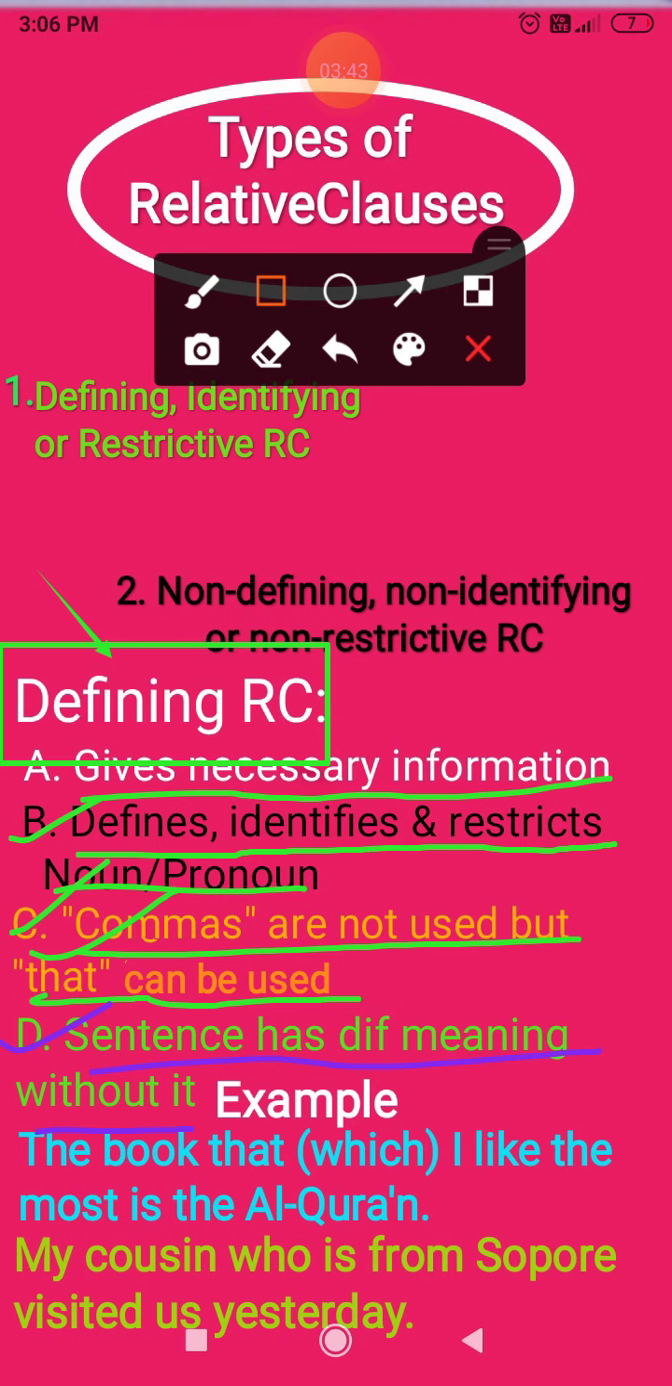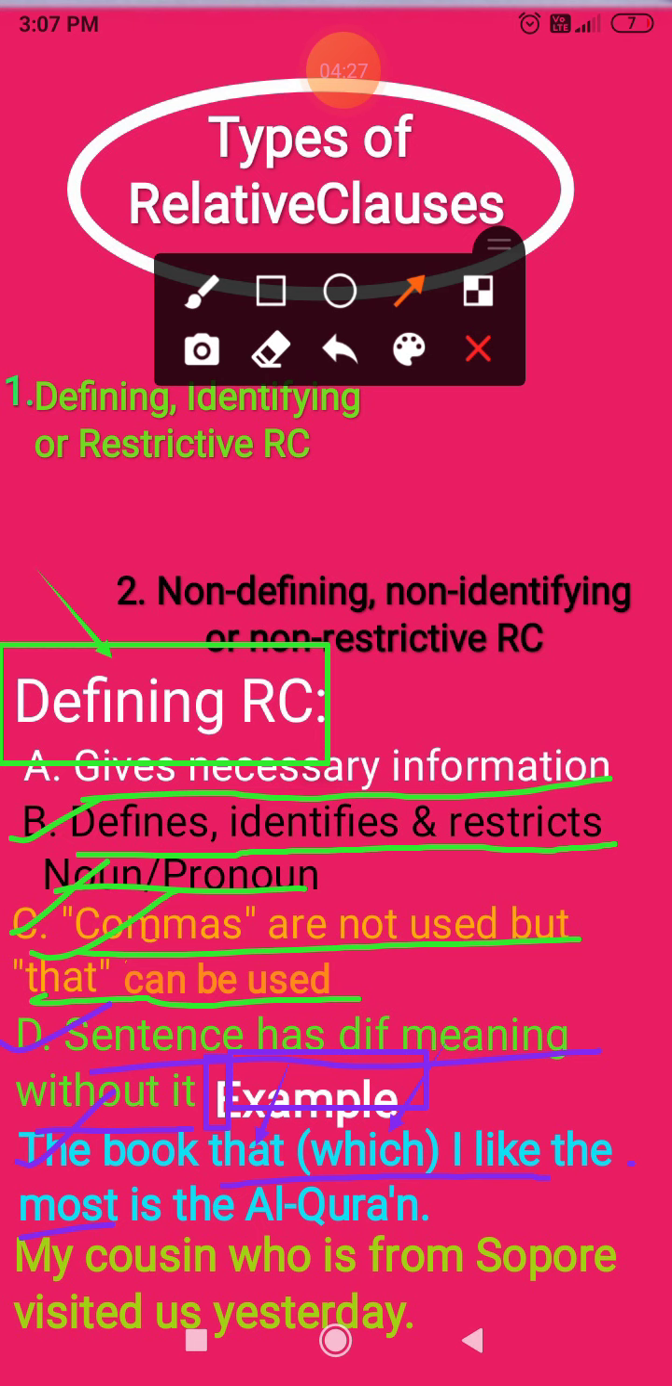Let's take some examples here. Dear students, see, the first example is the book that or which I like the most. यहाँ पे आप नोट कीजिए, यहाँ पे जो clause है that or which I like the most, it is the defining relative clause. यहाँ पे हमने that का इस्तेमाल किया और you can also use which. तो which के बदले हम that का इस्तेमाल भी कर सकते हैं. तो so that or which I like the most, ये defining relative clause है.